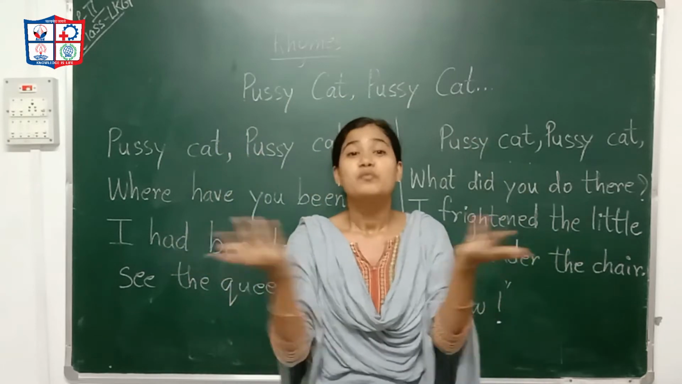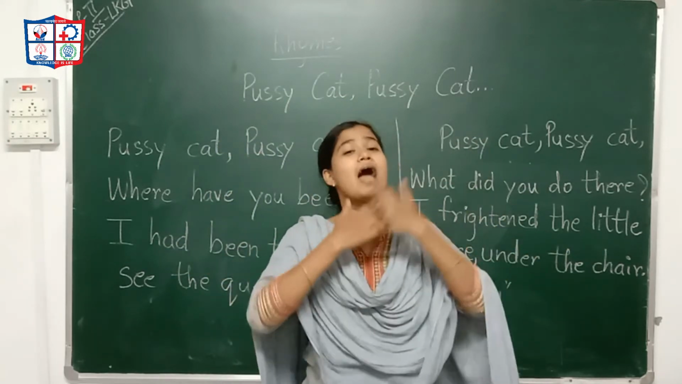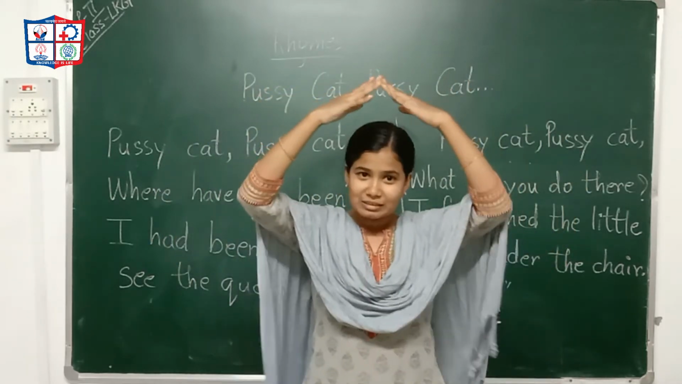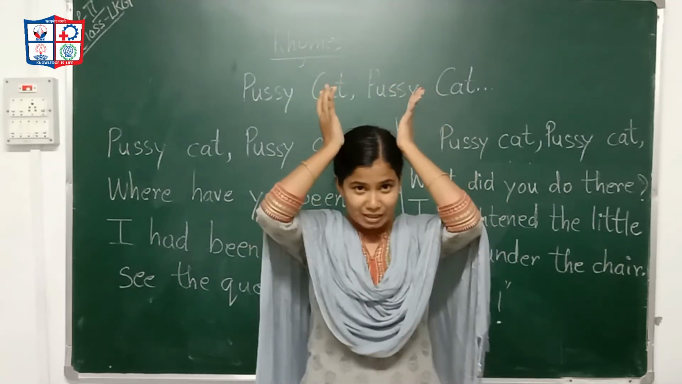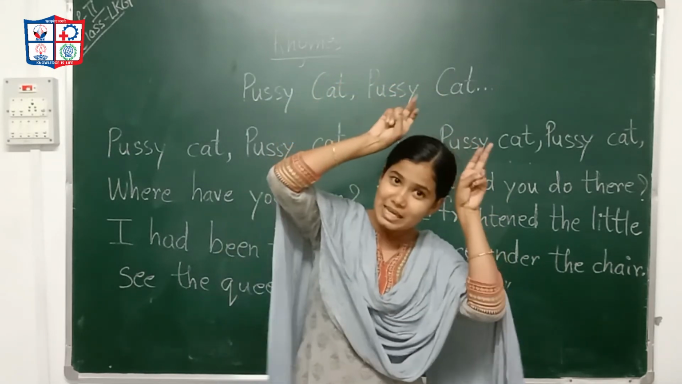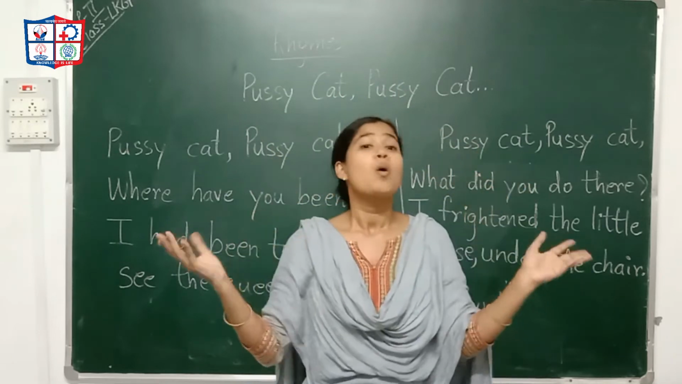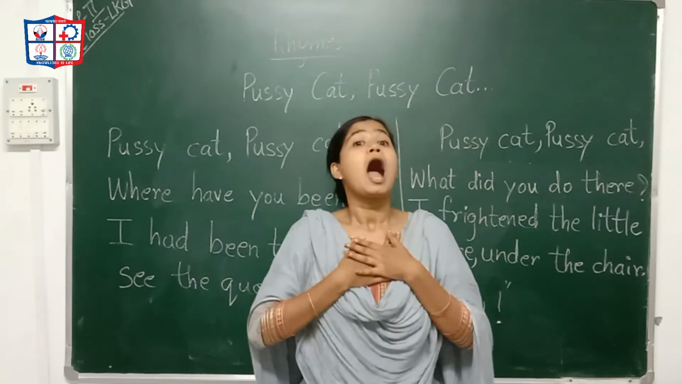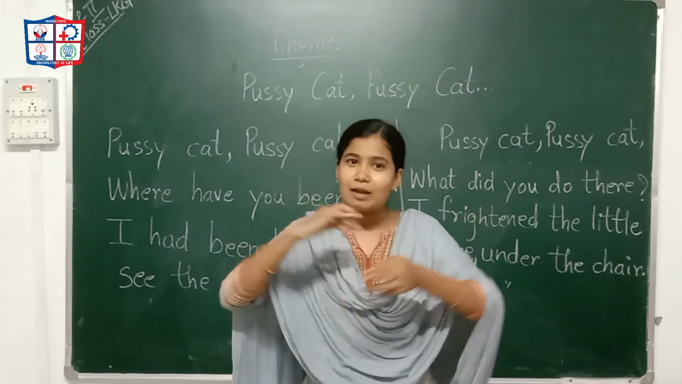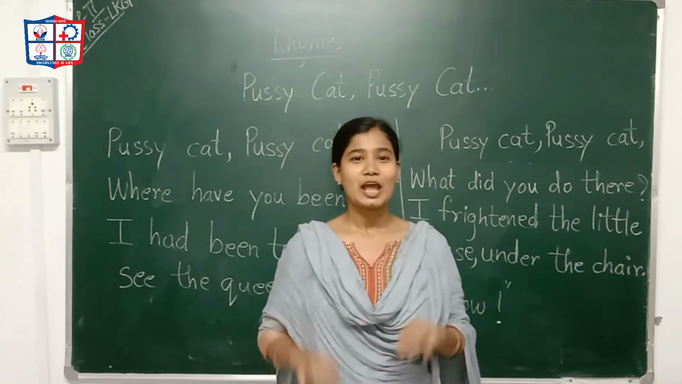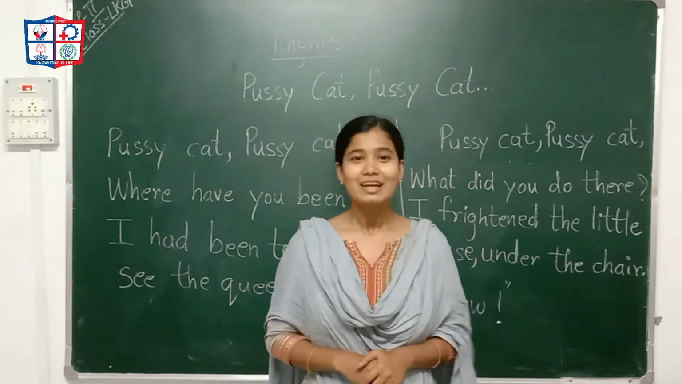Pussy cat, where have you been? I had been to London to see the queen. Next part. Pussy cat, what did you do there? I frightened the little mouse under the chair. Meow. Okay? Do the second part.